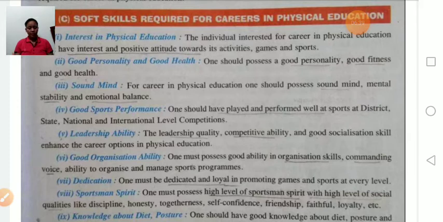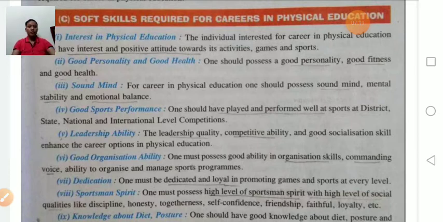Sound mind. For this, you should have a sound mind, mental stability, and be emotionally balanced. Sound mind means the capacity to think properly in any situation, the ability to take a better decision in any situation.